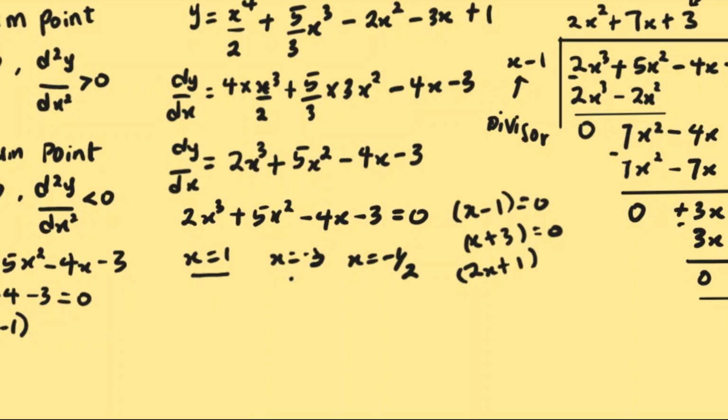So basically, how will you now know whether x equals 1 represents a minimum or maximum? X equals minus 3, does it represent minimum or maximum? X equals minus 1 over 2, does it represent minimum or maximum? This is where the second derivative now comes into play.